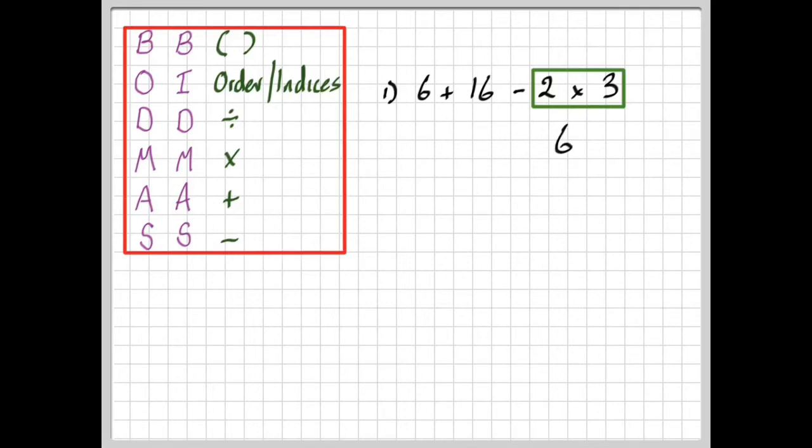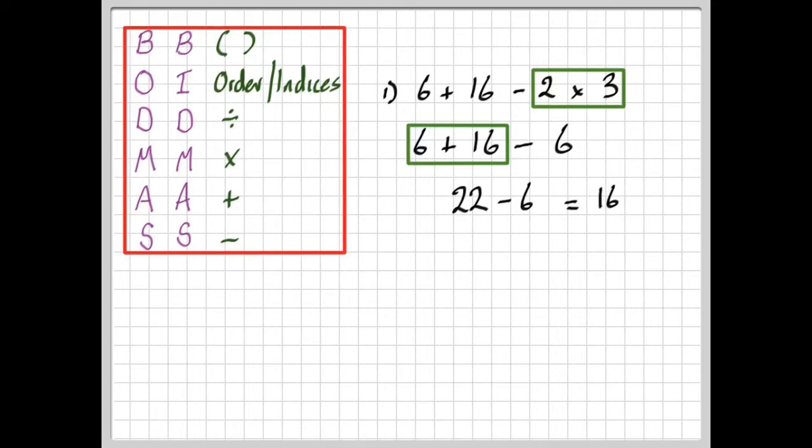Now, everything that I didn't use, I'm just going to write in again. And now I'm going to go through my list. Where did I get to? I got to multiply. So I've got add and subtract left in my sum, and it tells me to do add first. So 6 plus 16, well, that equals 22. And then I've only got subtract left, and I get 22 take away 6 is 16.